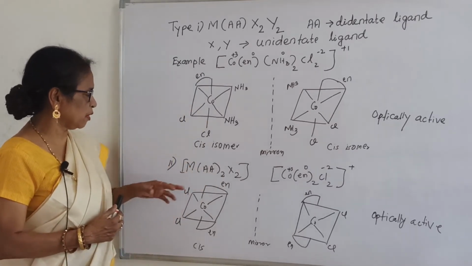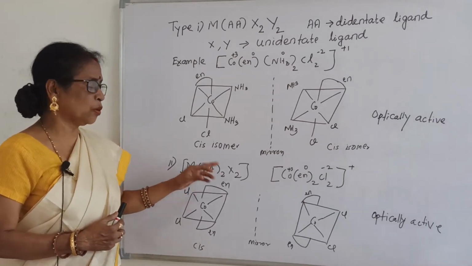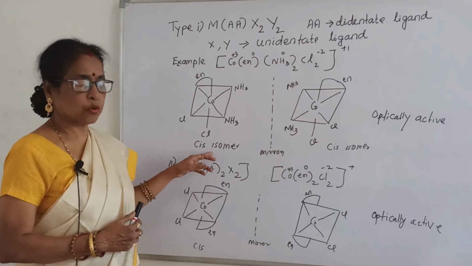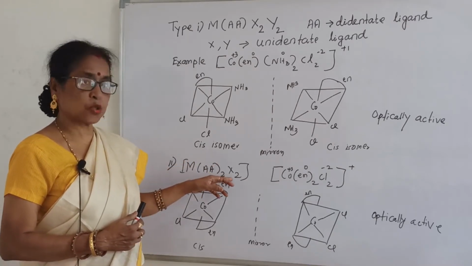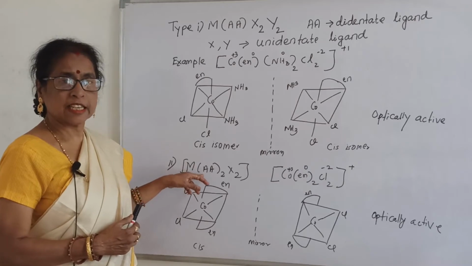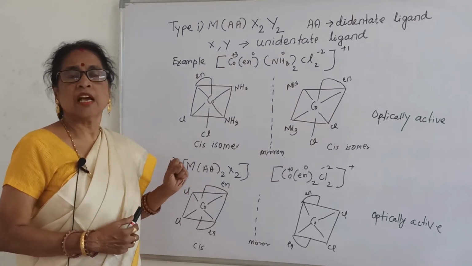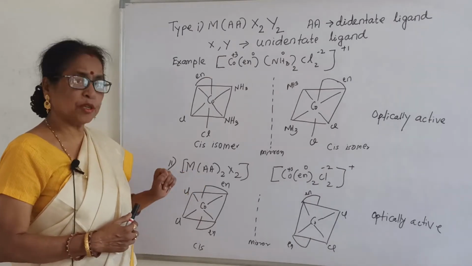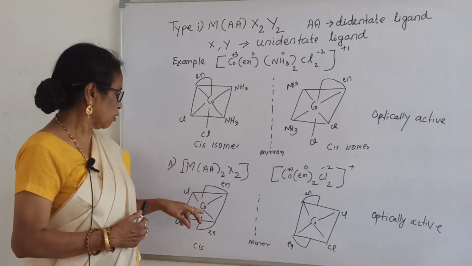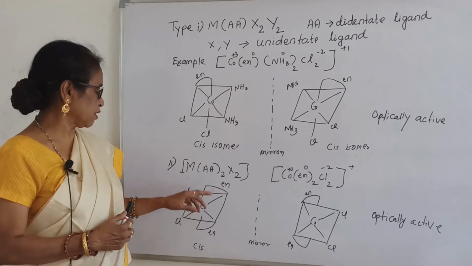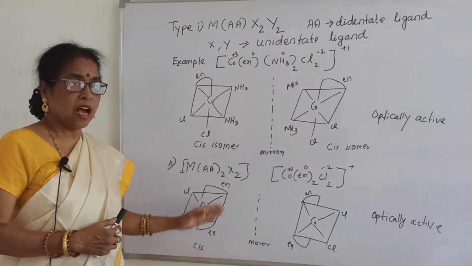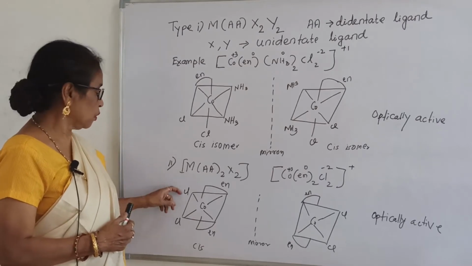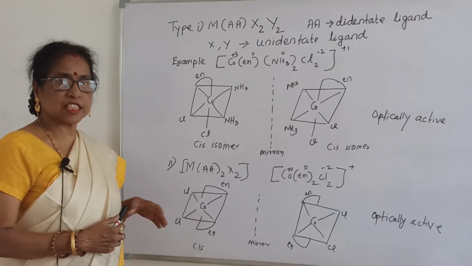Now the next example type is M(AA)2X2. AA means a didentate ligand two times, that means 4. Here coordination number 4 plus 2 is 6. Coordination number 6 means it exhibits an octahedral structure. Here, as an example, you take en, so cobalt in the middle, en this side, that means that is the cis form, and chlorido on this side, so it exists as the cis form.